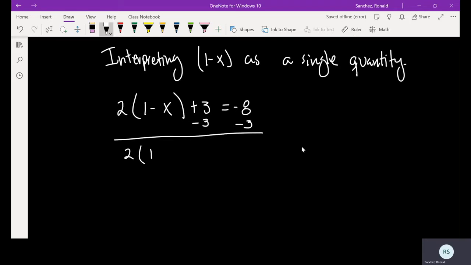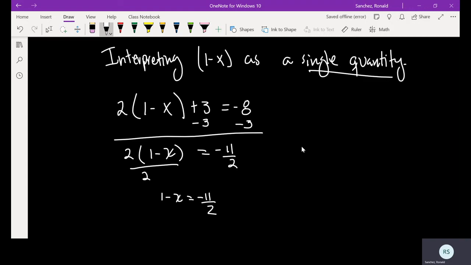And then I'm left with 2 times (1 minus x), and that is equal to -8 minus 3. That will be -11. And now I can divide by 2 because this 2 is multiplying this 1 minus x. Again, we're looking at 1 minus x as a single quantity. The inverse of multiplication is division. So I divide by 2 on both sides. And that gives me 1 minus x is equal to -11 divided by 2.